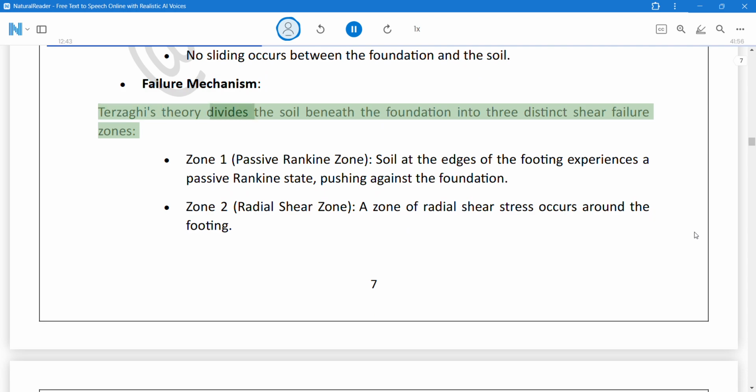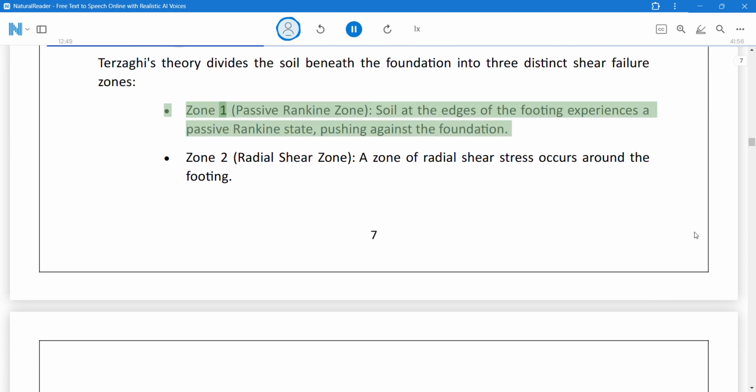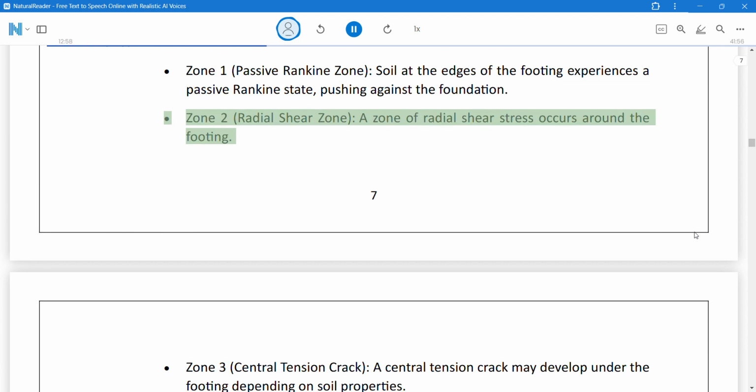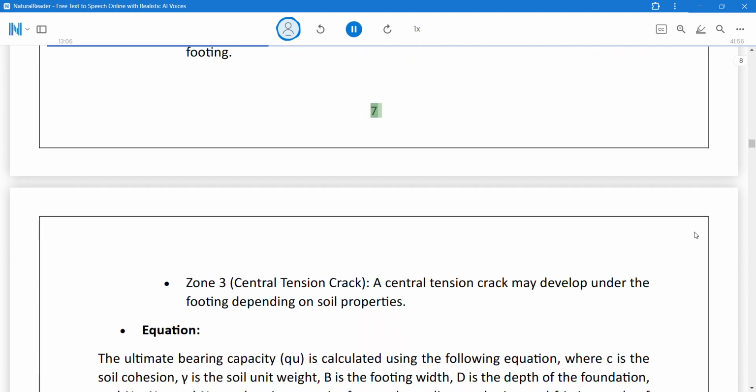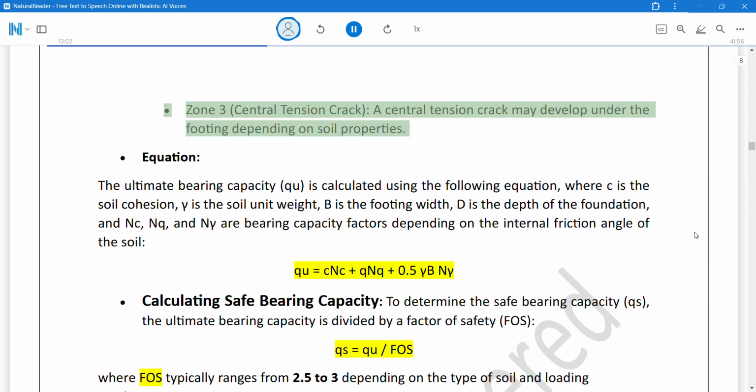Failure mechanism. Terzaghi's theory divides the soil beneath the foundation into 3 distinct shear failure zones. Zone 1: soil at the edges of the footing experiences a passive Rankine state, pushing against the foundation. Zone 2: a zone of radial shear stress occurs around the footing. Zone 3: a central tension crack may develop under the footing depending on soil properties.